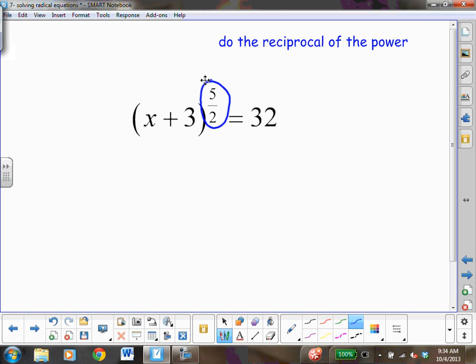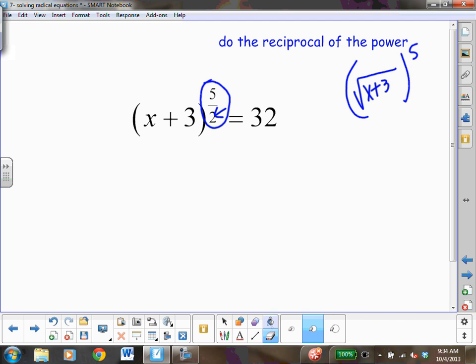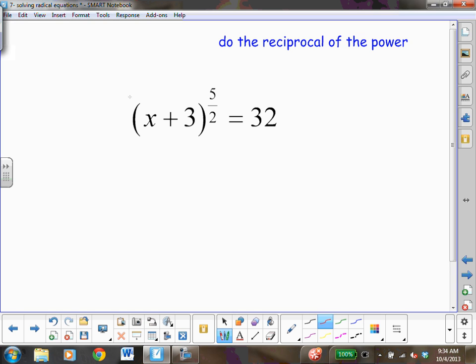Quick review about fractional exponents. Whatever number is in the bottom represents a root. So technically this is saying the square root of x plus 3 raised to the fifth power. But to isolate the x plus 3, all you have to do is take the opposite power. So I'm going to take both sides of the equation to the 2/5 power. Over here, when I have a power to a power, the powers cancel. Or we multiply the powers. In this case, they cancel.